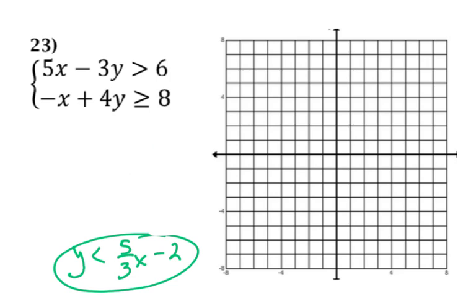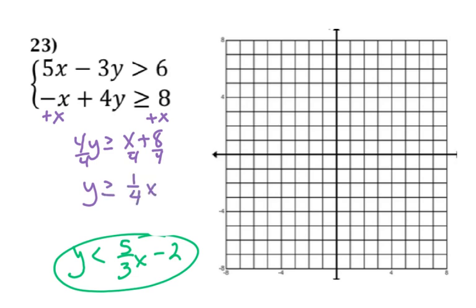So on the second one, I'm going to add x. So I'll have 4y is greater than or equal to x plus 8. I write it like that so it's in slope intercept form. I'm going to divide everything by 4, and remember it means everything. So y is greater than or equal to 1/4 x plus 2. So that's the second inequality that I'm going to graph.